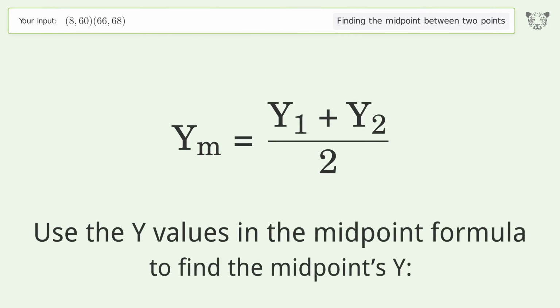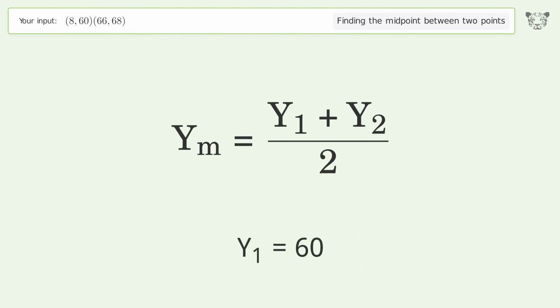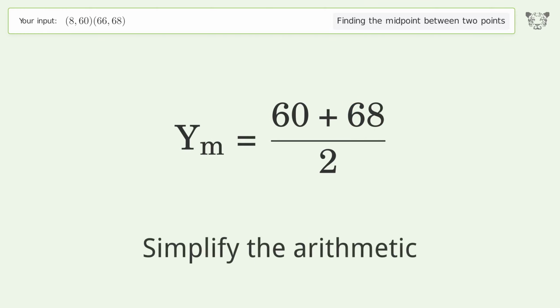Use the y values in the midpoint formula to find the midpoint's y. y1 equals 60. y2 equals 68. Simplify the arithmetic.